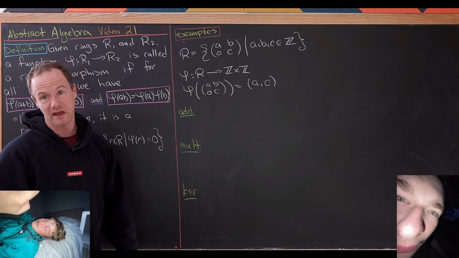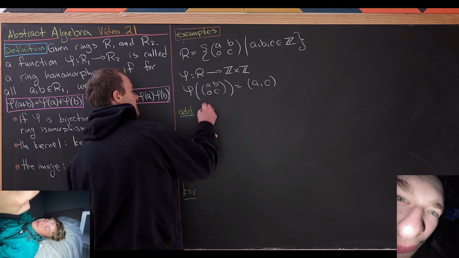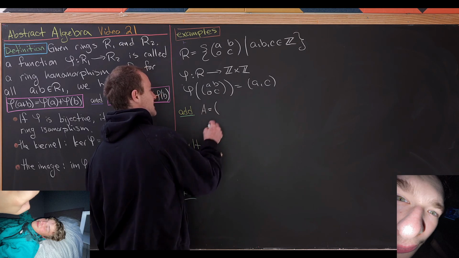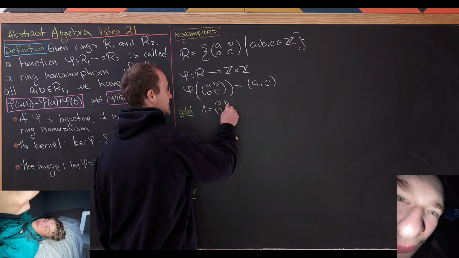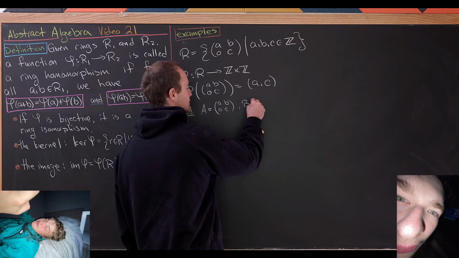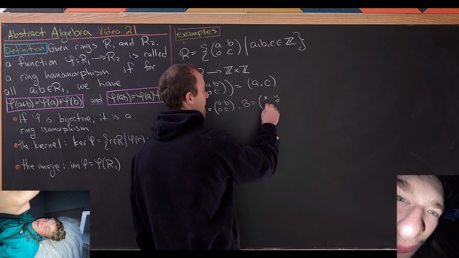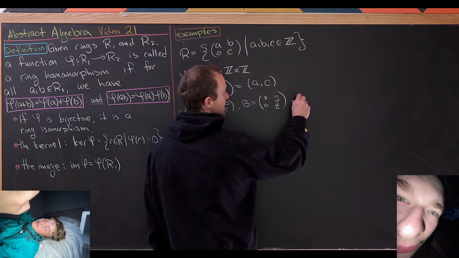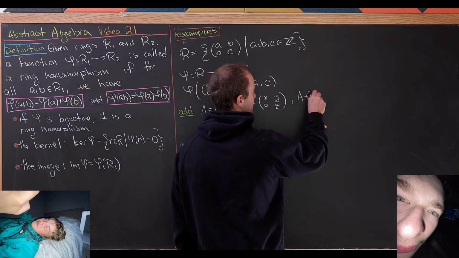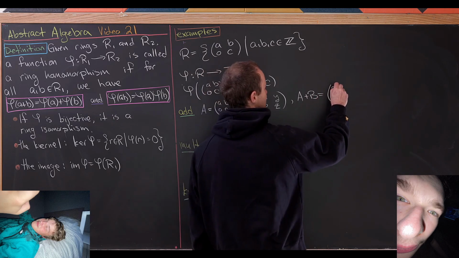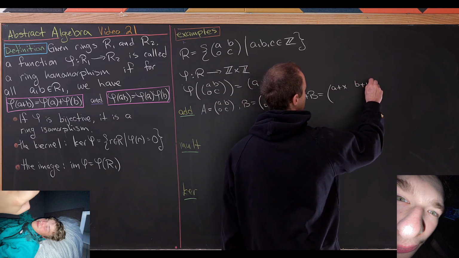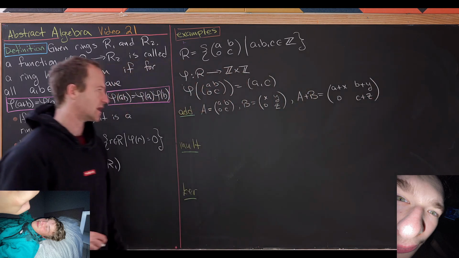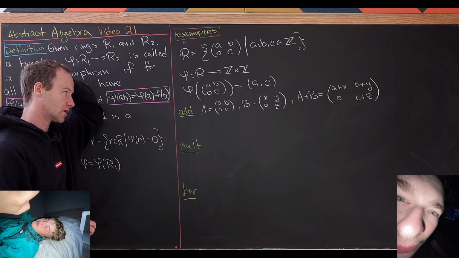Okay, so let's make sure this works with addition. So let's introduce some notation just to make it look a little cleaner. Let's take matrix A to be a, b, 0, c. And let's take matrix B to be matrix x, y, 0, z. Okay, good. And let's notice that A plus B in this case is the matrix a plus x, b plus y, 0, c plus z. Just based on how matrix addition works.